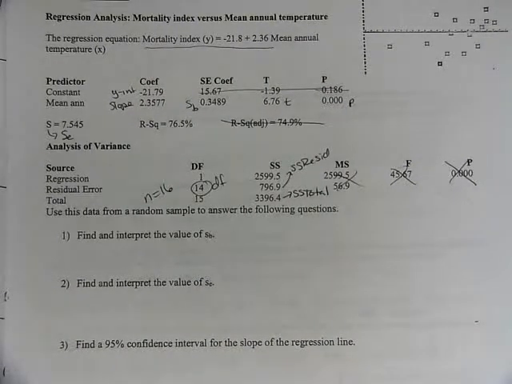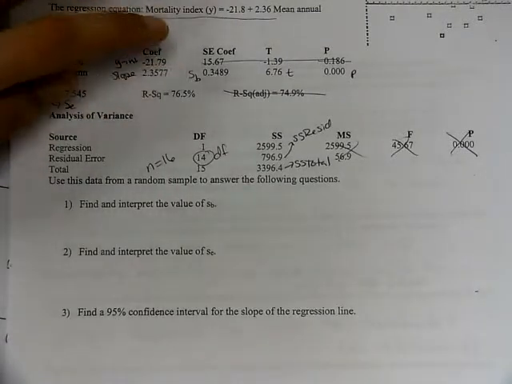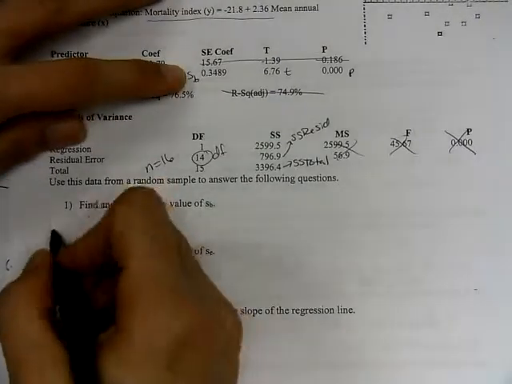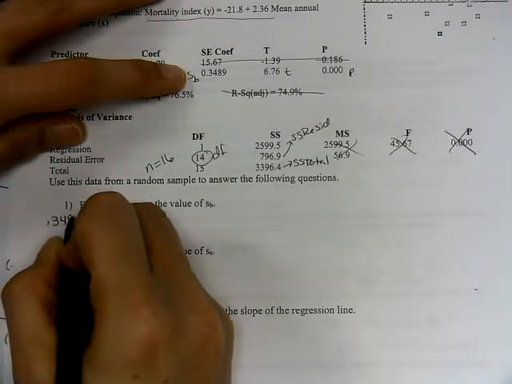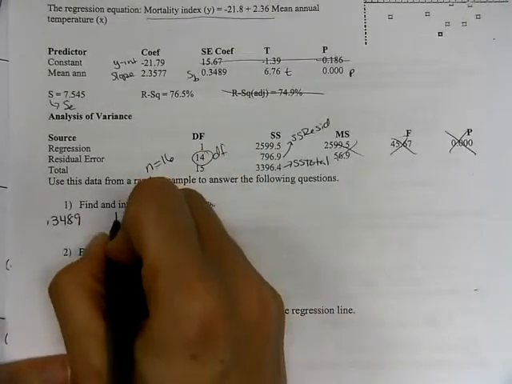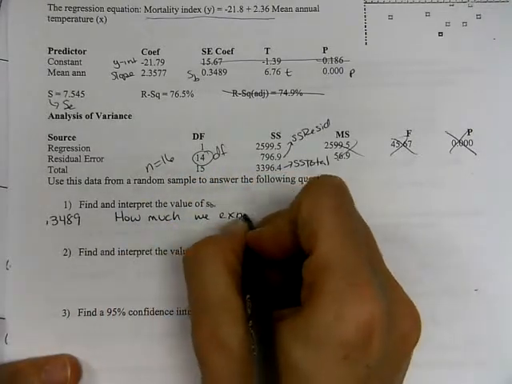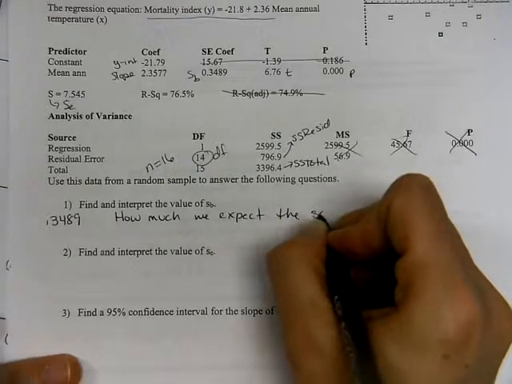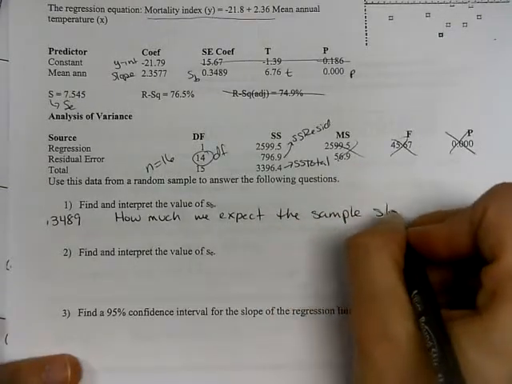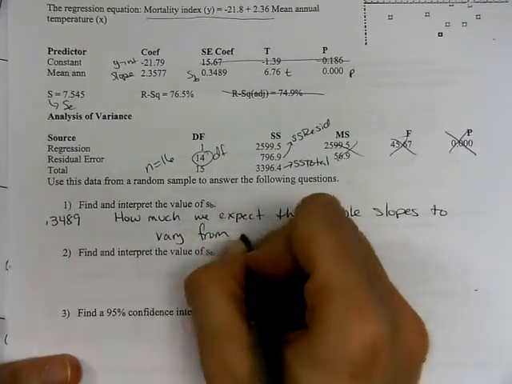Use this data from a random sample to answer the following questions. Find and interpret the value of SB. That's from yesterday, so 0.3489. Remember, SB is just the standard deviation of all the slopes. So it's how much we expect the sample slopes to vary from sample to sample.